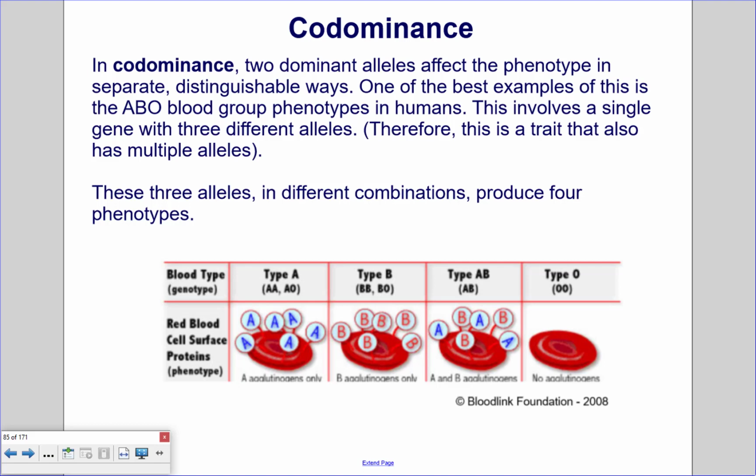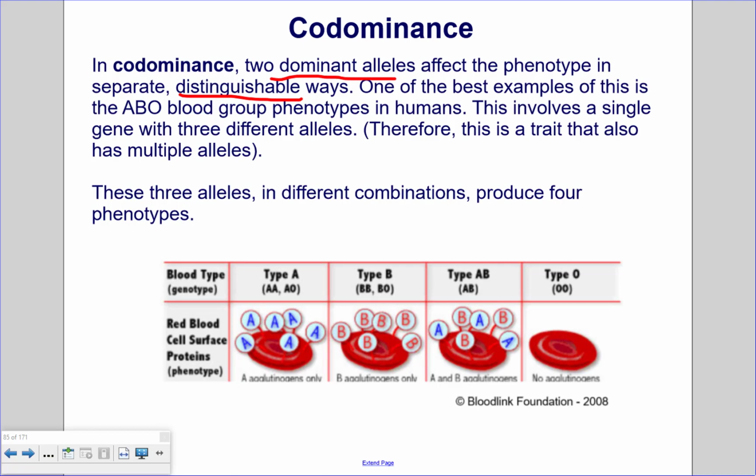Codominance. In codominance, two dominant alleles affect the phenotype in separate, distinguishable ways. One of the best examples of this is the ABO blood group phenotypes in humans. This involves a single gene with three different alleles. Therefore, this is a trait that also has multiple alleles. These three alleles, in different combinations, produce four different phenotypes.